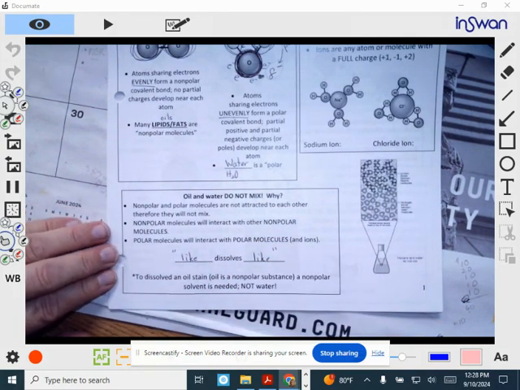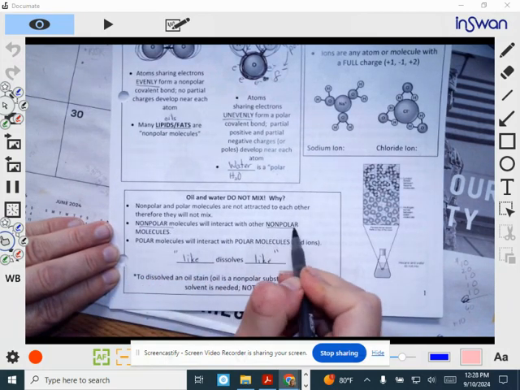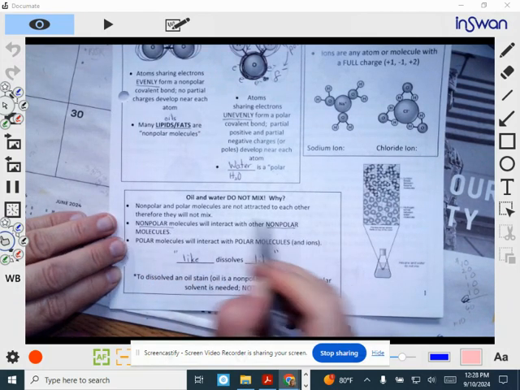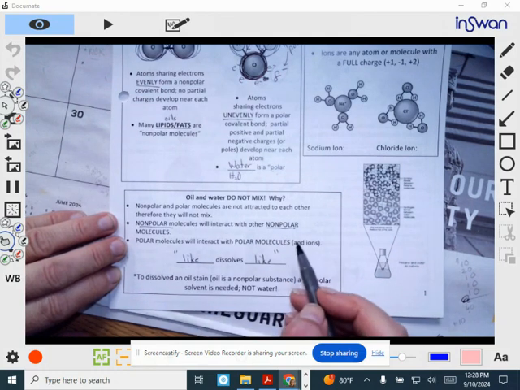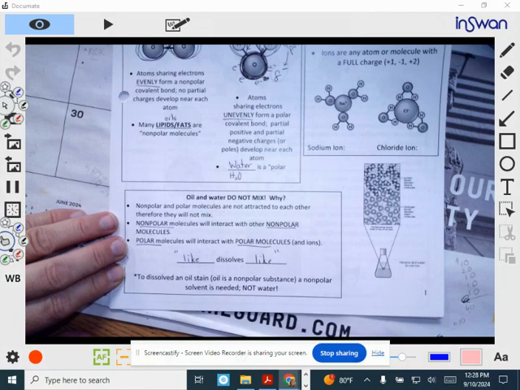So what we mean by that is nonpolar molecules will interact with other nonpolar molecules. So like dissolves like, or like will interact with like. Polar molecules will interact with other polar molecules.